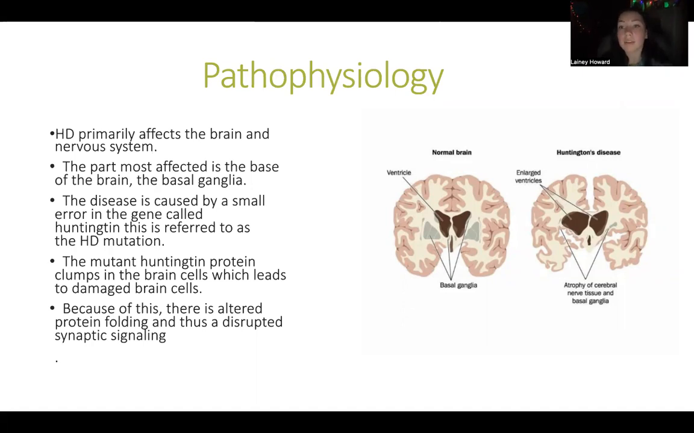Let's get into the pathophysiology of Huntington's disease. It is caused by an abnormal protein called huntingtin, also known as HTT. Most huntingtin proteins have a CAG repeat of 10 to 35. For those of you who don't know what CAG stands for, it's cytosine, adenine, and guanine, which are nitrogenous bases found in your DNA.